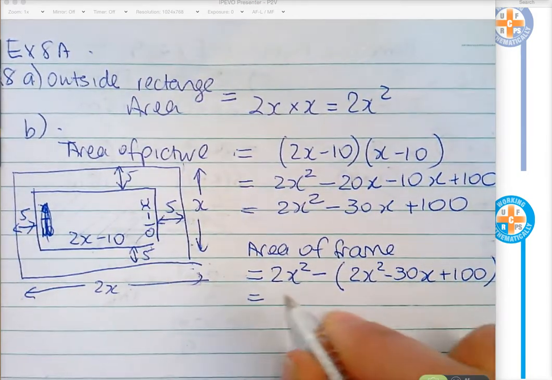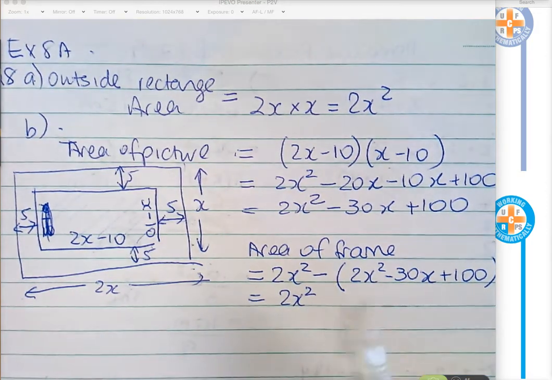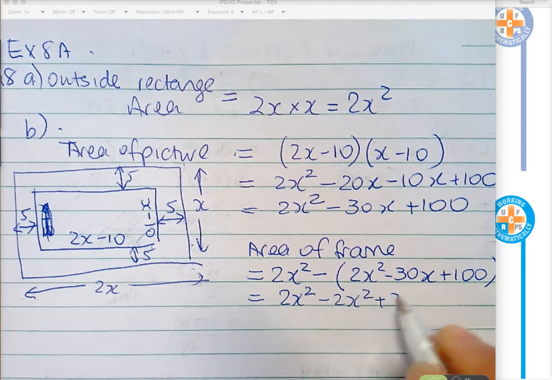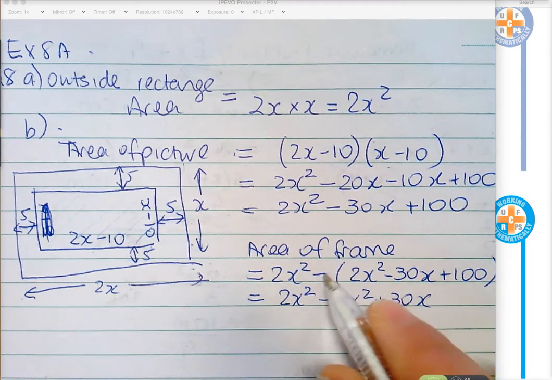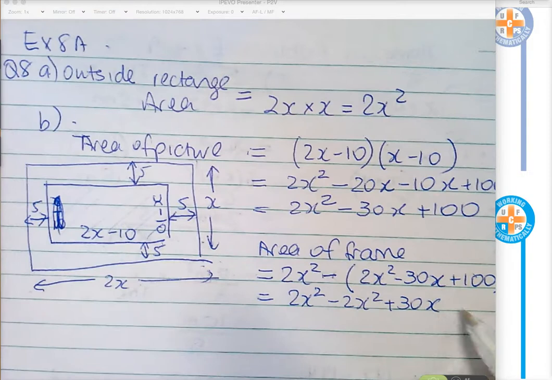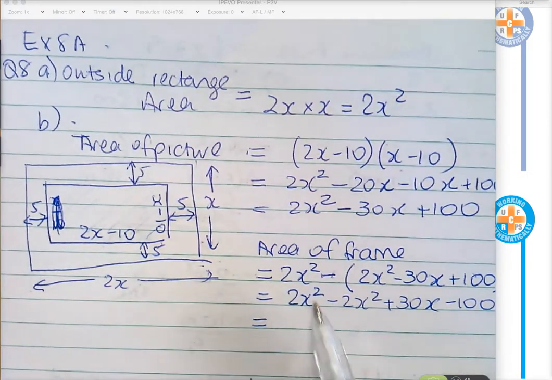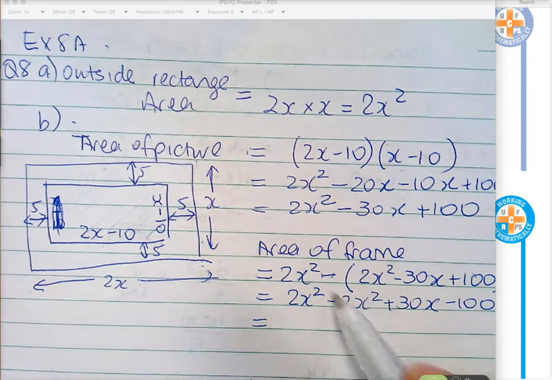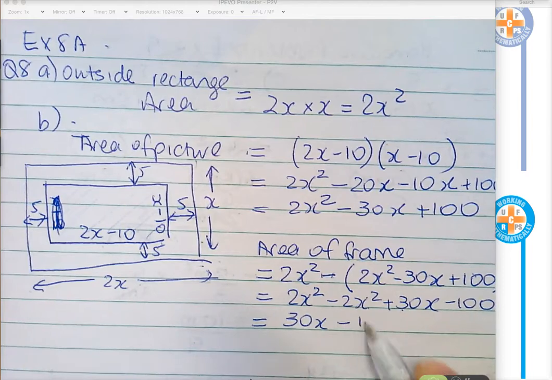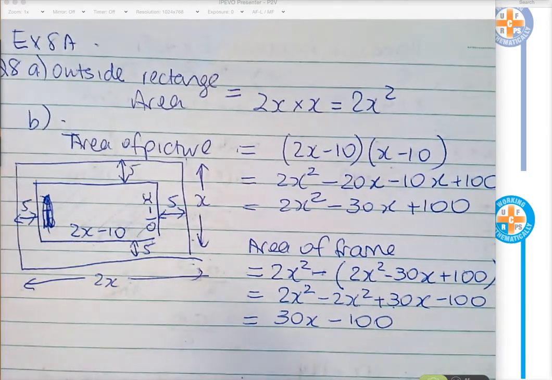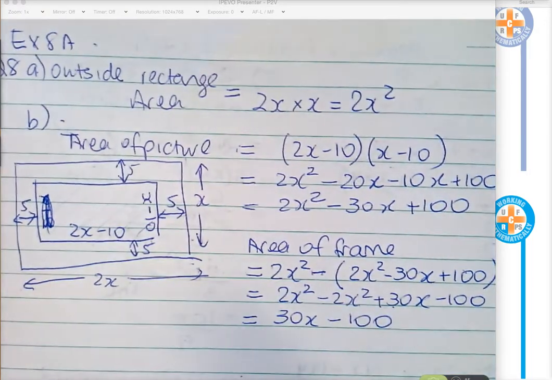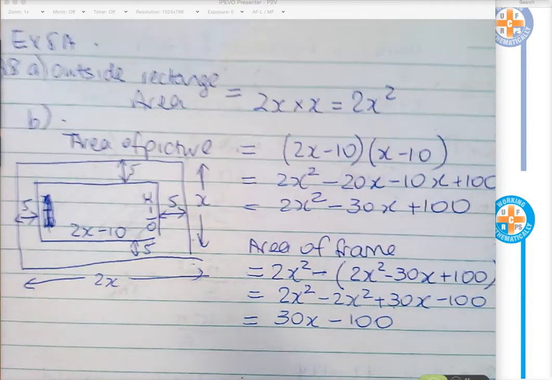So we get the area of the frame is going to be 2x squared. How do I expand this bracket? Minus 2x squared plus 30x. So it's minus that, and minus that. What's minus plus 100? Minus 100. So what's 2x squared minus 2x squared? 0. So you've got 30x, minus 100. So that's the area of the framed bit, the shaded bit around here. That's the frame. Okay? So you might be asked the area of the frame in something like this.